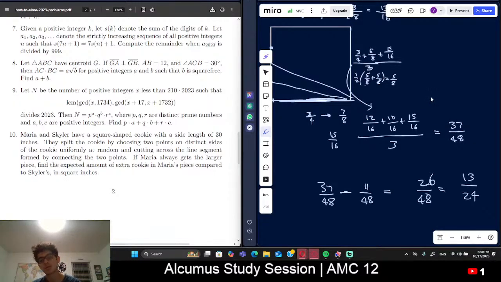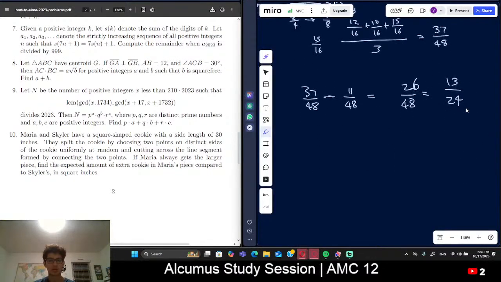Oh, 26, 11. Wait. That's a difference between the two. So 13 over 48 plus 11, then 37 over 48. Yeah, I think that works enough. That's like a lot more, though.